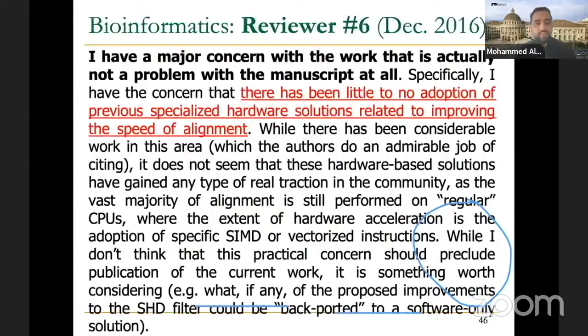Now, how about using this in real life? Where should people use GateKeeper in real life? When we submitted the paper to the journal Bioinformatics, we got this review. They said, this is not a problem with the manuscript at all, but it is a major concern from the perspective of the reviewer. He said there are other works that try to accelerate with FPGAs, but not pre-alignment filtering. There are other accelerations, such as sequence alignment, that have been accelerated for 20 or 30 years using FPGAs. And mostly these hardware accelerators had not been used until that time, 2016, for improving the speed of alignment. So he said, while there has been considerable work in this area, it doesn't seem that these hardware-based solutions have gained any type of real traction in the community.